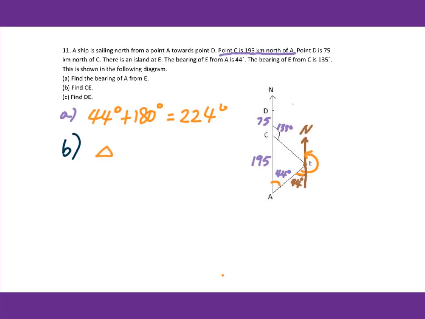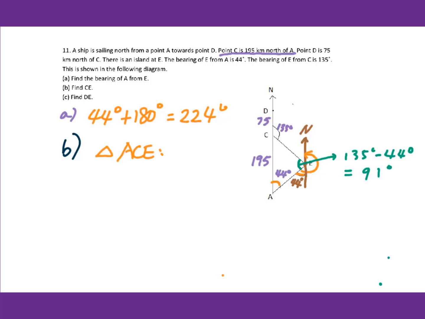For B, find CE. For triangle ACE, we need to figure out this angle first. That's 135 degrees minus 44, because 135 is the exterior angle of triangle AEC. So we got 91 degrees.